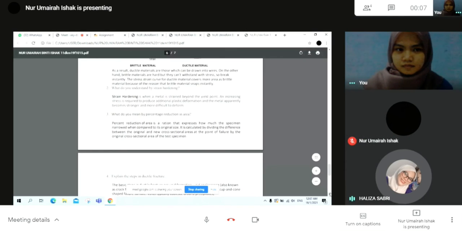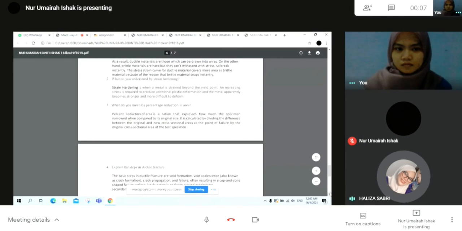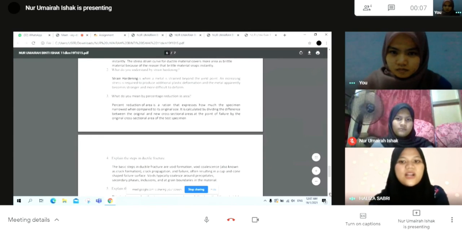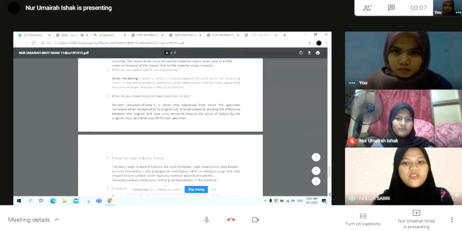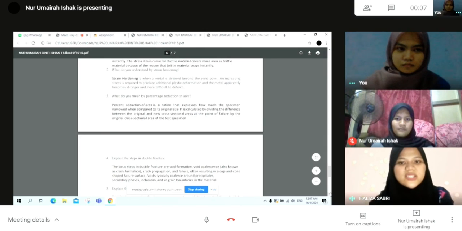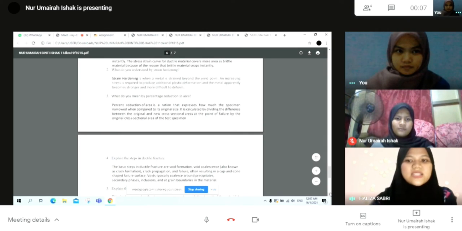Percent reduction of area is a ratio that expresses how much the specimen narrows when compared to its original size. It is calculated by dividing the difference between the original and new cross-sectional area at the point of failure by the original cross-sectional area of the specimen.